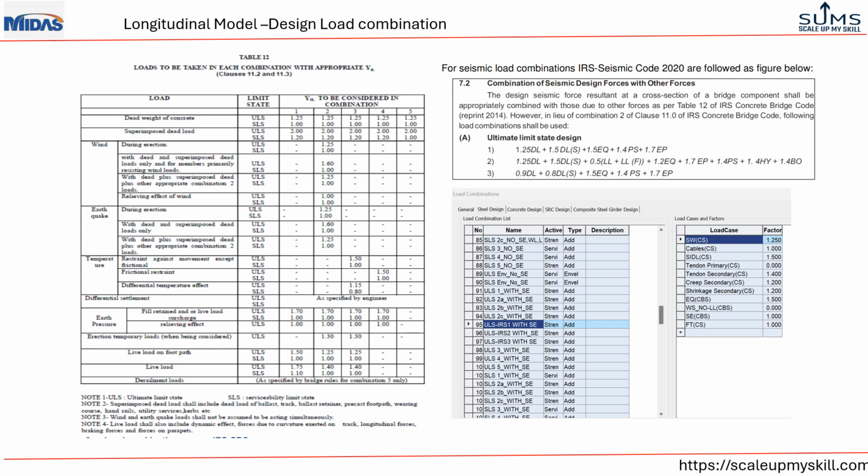These are the design load combinations which have been considered in the design of various components of the bridge. This is as per the IRS code, and some additional load cases for seismic conditions are also added as shown here, which is as per the IRS seismic code 2020, and based on that all design load combinations are formed in Midas Civil, which is used for design of components.